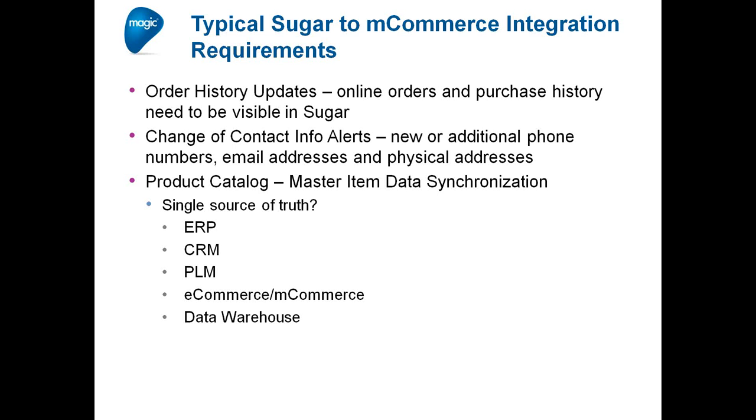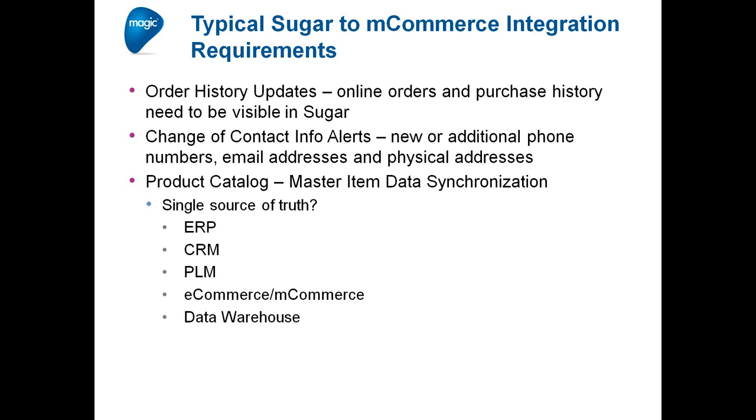You might have the need for synchronization of your product catalog across a variety of different systems. So master item data synchronization is an integration process. And then the question becomes, well, what is our single source of truth? Do we have a single source of truth? Is it the ERP and accounting system? Is it our customer relationship management system, Sugar? Is it a product lifecycle management system that's independent of these two environments? Maybe we just want to use our e-commerce or mCommerce platform as the single source of truth, where we enter all the information there and the other systems feed off of it. Or maybe we're going to have some kind of centralized data warehouse where all of this is managed and entered.